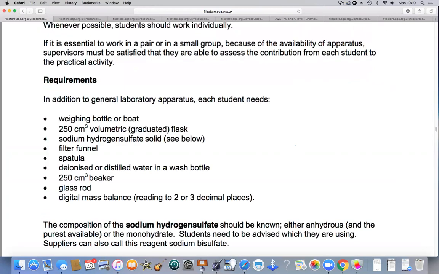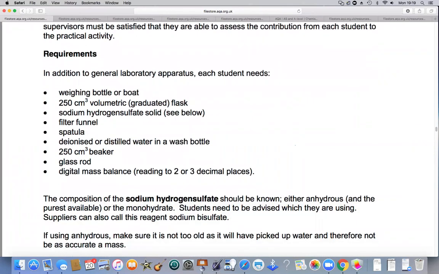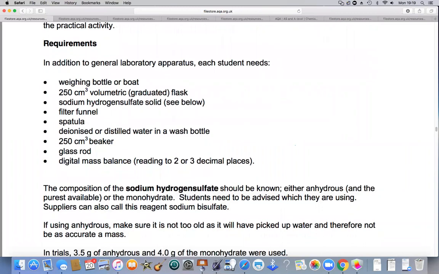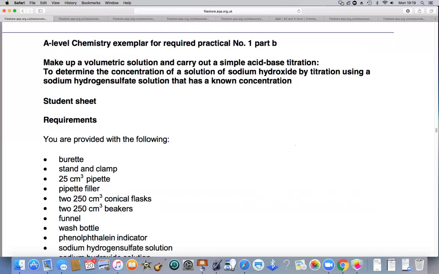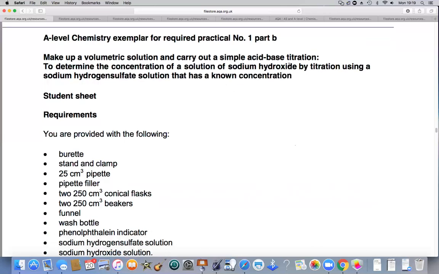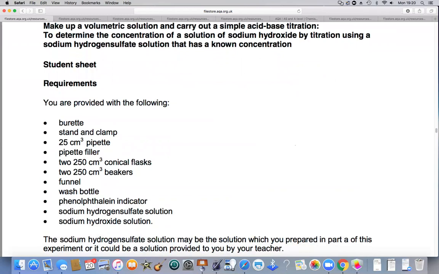So that's making up the solution. Then you've got your titration. Well, if we scroll it down a little bit, that's actually the teacher's notes, so don't need to worry about it too much. It tells you that you're going to determine the concentration of a solution of sodium hydroxide. So that tells you that your sodium hydrogen sulfate must be an acidic solution. It is. It's a weakly acidic solution, so you can use sodium hydroxide to neutralize it.